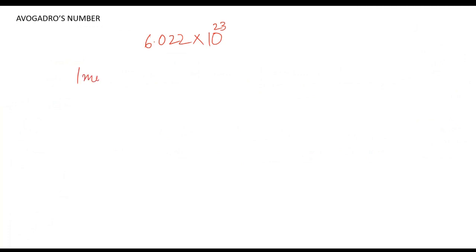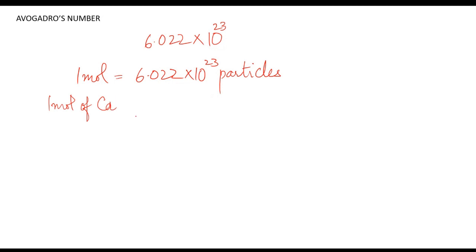So, 1 mole of any substance, 1 mole of an element, 1 mole of a compound, 1 mole of an ionic compound, 1 mole of a molecular compound, is equal to 6.022 into 10 to the power 23 particles. Now the question is, what are these particles? Now listen carefully, very important. 1 mole of any element, suppose I take calcium, so it is an element, will be equal to 6.022 into 10 to the power 23 atoms.